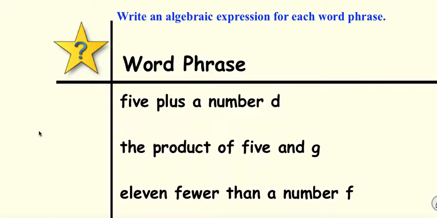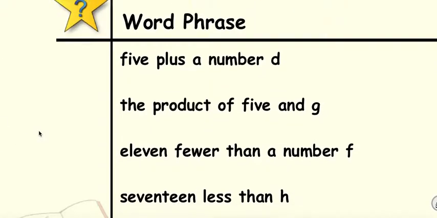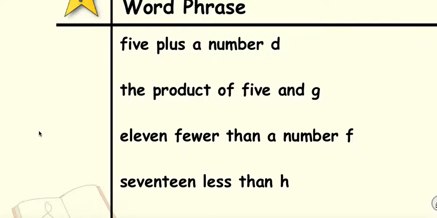Your job is to write a word phrase for each of these. I suggest that you pause the video, complete it, and then come back for an answer. When I have these, I read 5 plus a number d. I see that plus is my magic word. I need to take 5 plus a number d, and I could do that.